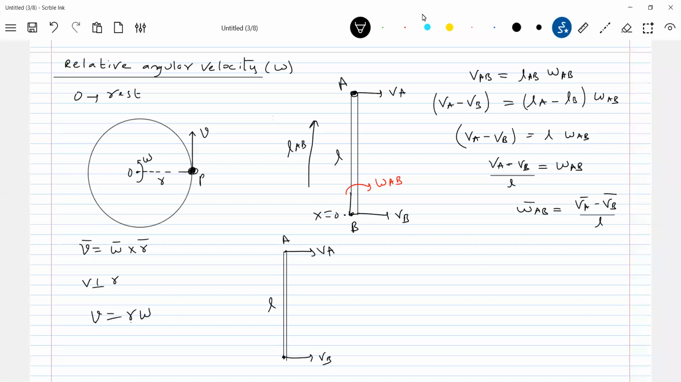So I'll measure now this one. Here VBA is equal to LBA omega BA, so VB bar minus VA bar. Let me write in vector form here only. LBA, how do you measure it? Opposite to LAB bar. So LAB bar we measured upward. So it should be like this. So LBA bar I should measure like this. So shall I write minus L compared to the other diagram?